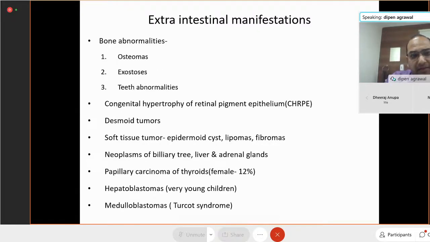Other extraintestinal manifestations include bone abnormalities like osteoma, exostosis, or teeth abnormalities. In eye examination, we find congenital hypertrophy of the retinal pigment epithelium. In the mesentery, we find desmoid tumors; soft tissue tumors like epidermoid cyst, lipoma, fibroma; and neoplasms of the biliary tree, liver, and adrenal glands. In the thyroid, we find papillary carcinoma, which is mostly seen in females. In very young children, we find hepatoblastoma, and medulloblastoma in Turcot syndrome.